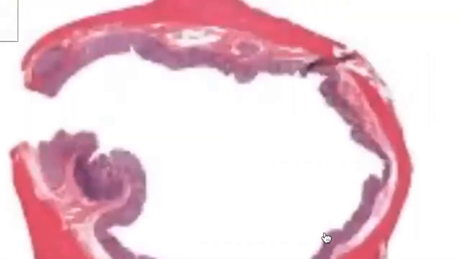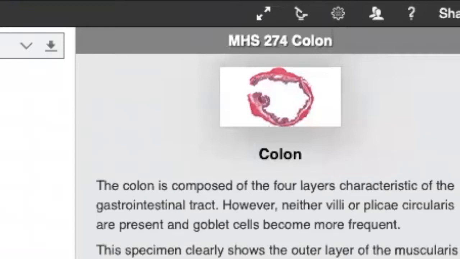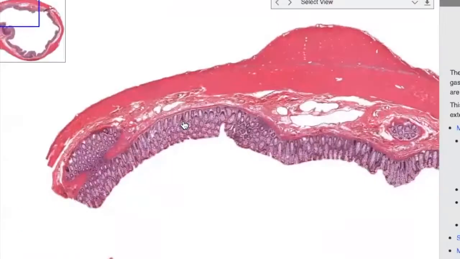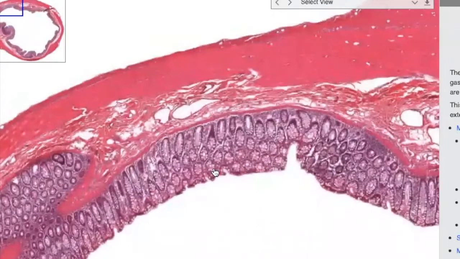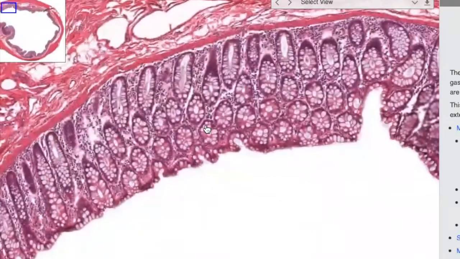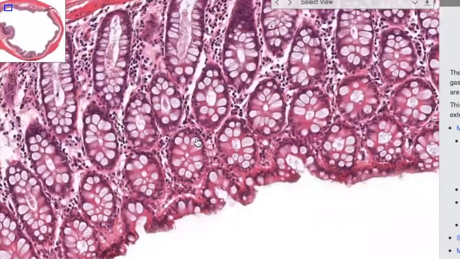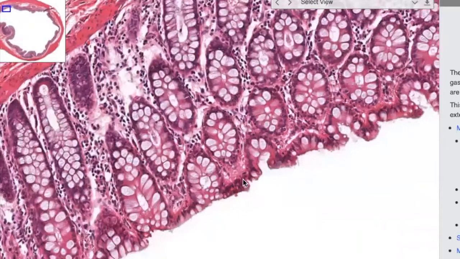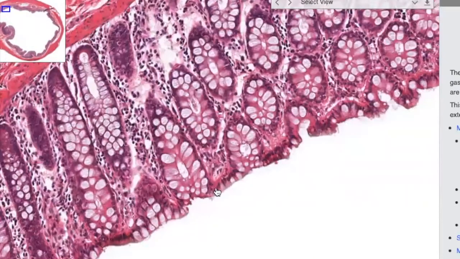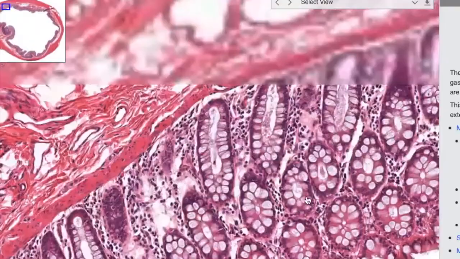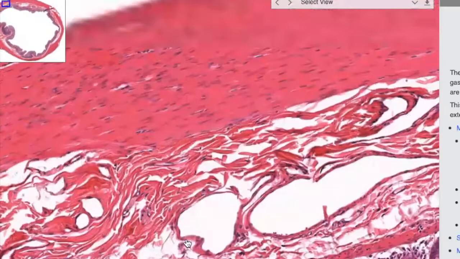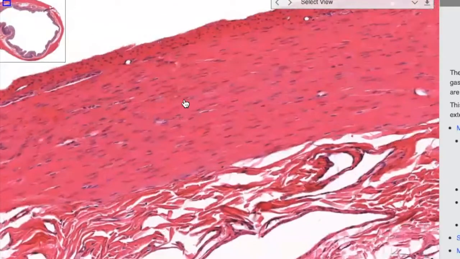The other picture of the colon right here, again, this is farther down. You'll see a lot of the goblet cells. That's the clear ones over here, right? A lot of goblet cells. It makes up a lot more of them as you move along. The epithelial lining, the simple columnar, will be up here. And then submucosa, again, then you get to your muscularis externa.